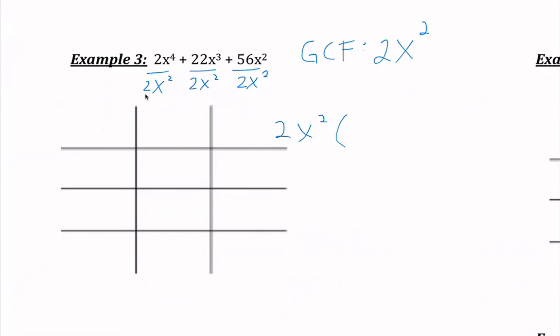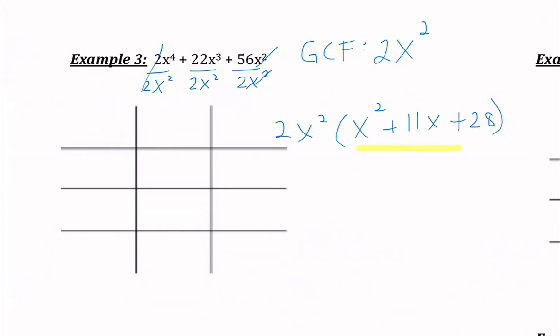This 2 on top cancels that 2 on bottom. I know x to the 4th divided by x squared is x squared, because the rule is to subtract your exponents. 4 minus 2 gives me this 2. 22 divided by 2 is a positive 11. X to the 3rd divided by x squared is going to give me my x to the 1st power, because 3 minus 2 is a 1. 56 divided by 2 is a positive 28. And this x squared on top cancels the x squared on bottom.